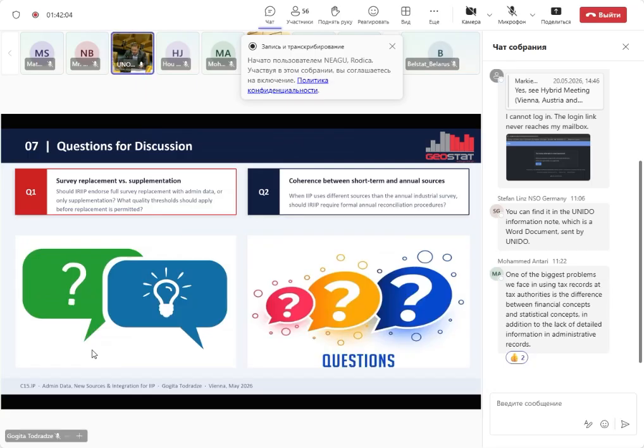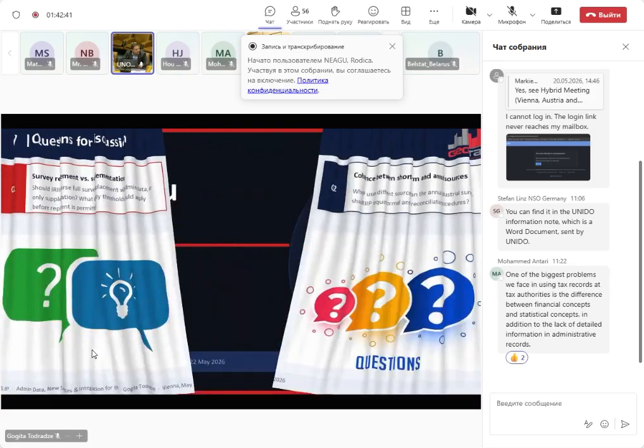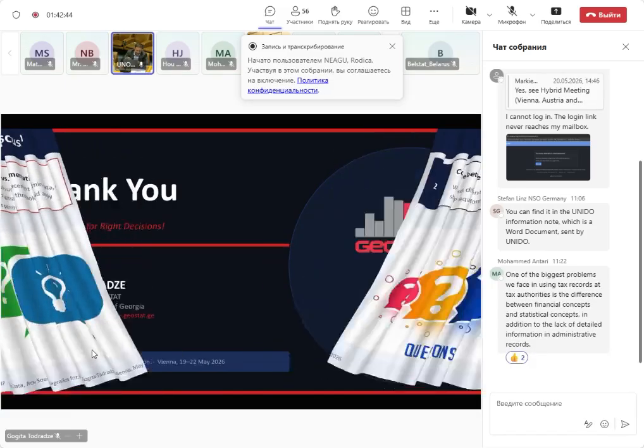I have two questions for the task team, which are shown on this slide. Question 1 is, should IIP endorse full survey replacement with administrative data or only supplementation, and what quality thresholds apply? And second is, when IIP and annual industrial surveys use different data sources, should IIP require annual reconciliation or not? Thank you very much for your attention. I hope I'm on time.